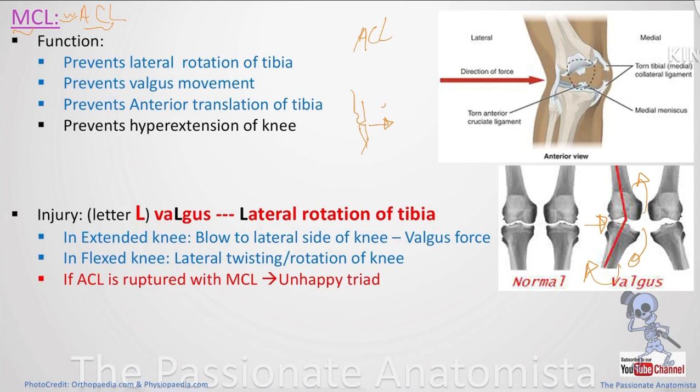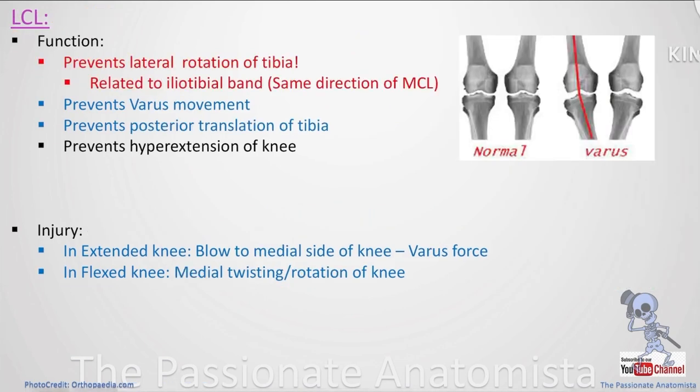In a flexed knee, you need to do lateral twisting of the knee joint. In an extended knee, a valgus force is more than enough to cause medial collateral ligament injury. I hope this is simple and easy now. And if there is twisting, that usually involves the ACL. And if that happens, definitely you will have the unhappy triad, because the MCL is always associated with the meniscus. But if the ACL is coming with them, we call it the unhappy triad.